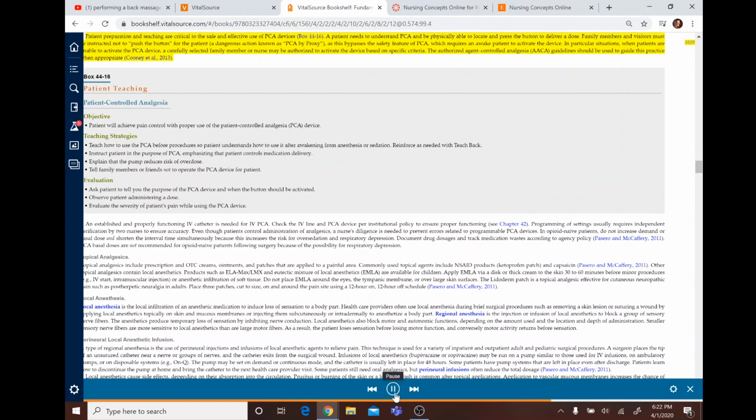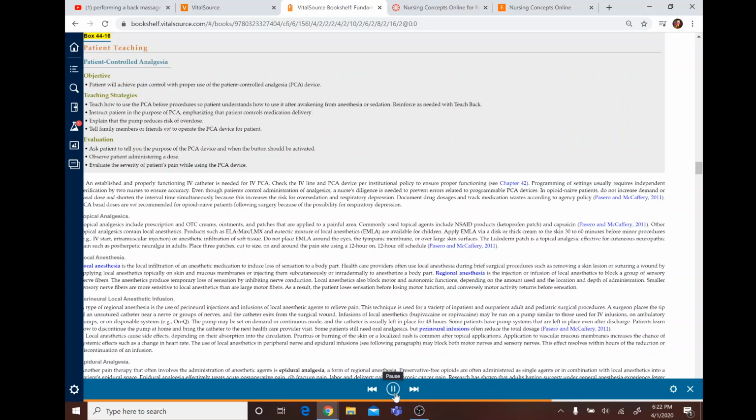Patient preparation and teaching are critical to the safe and effective use of PCA devices. Box 44-16. A patient needs to understand PCA and be physically able to locate and press the button to deliver a dose. Family members and visitors must be instructed not to push the button for the patient, a dangerous action known as PCA by proxy, as this bypasses the safety feature of PCA, which requires an awake patient to activate the device. In particular situations, when patients are unable to activate the PCA device, a carefully selected family member or nurse may be authorized to activate the device based on specific criteria. The authorized agent controlled analgesia, AACA, guidelines should be used to guide this practice when appropriate. Chou et al., 2013.